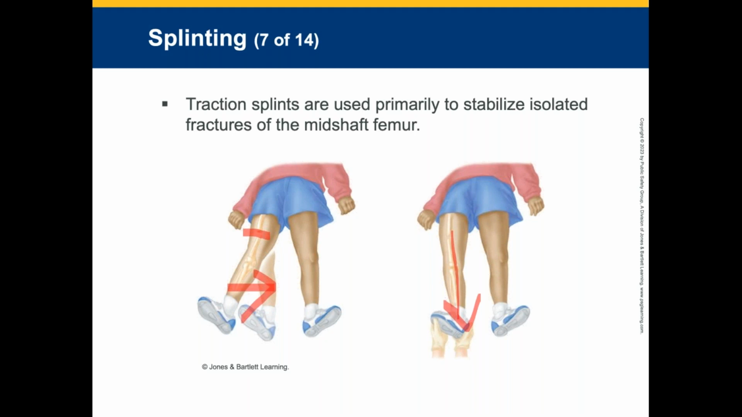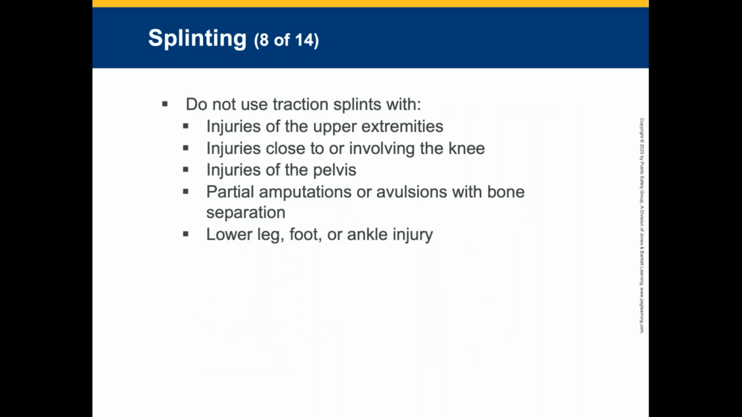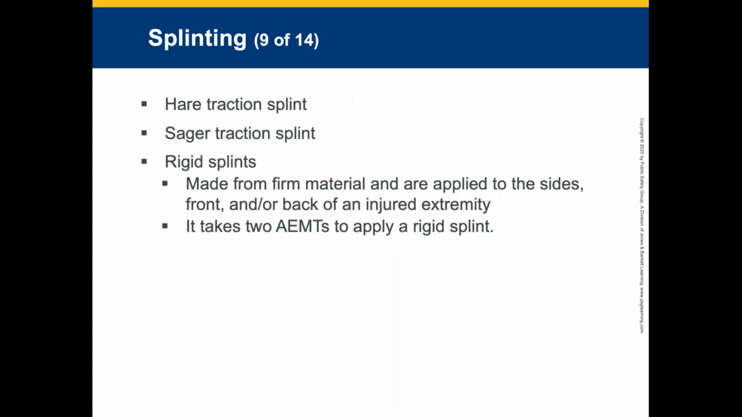Once you are assigned to the foot, you are pulling that traction here, right? At that point in time, you are married to this area until the traction splint is applied, and we can move forward. Do not use traction splints with upper extremity injuries, injuries close to involving the knee, injuries to the pelvis, or partial amputations or avulsions with bone separation. Lower leg, foot, or ankle injuries as well. It's only used for mid-shaft femur fractures that are closed.